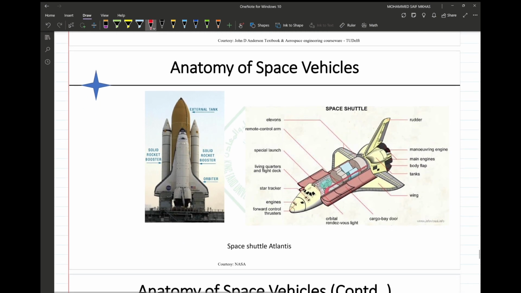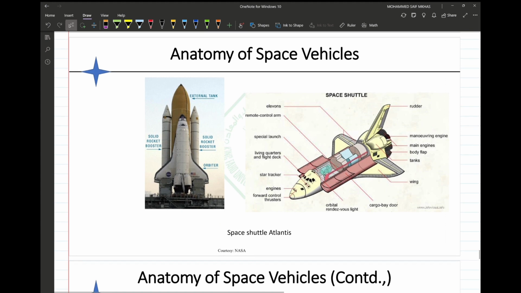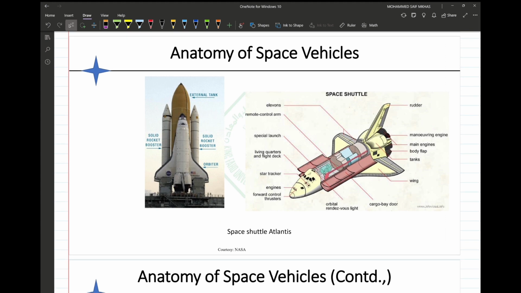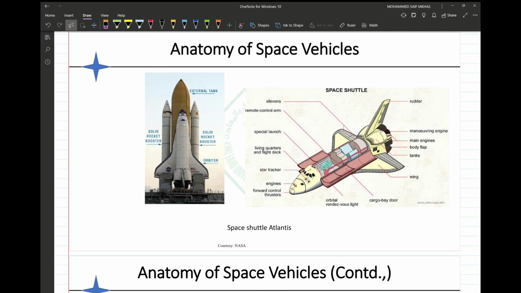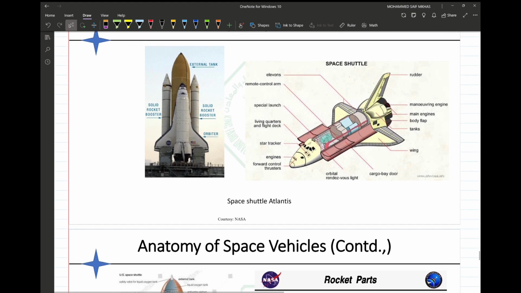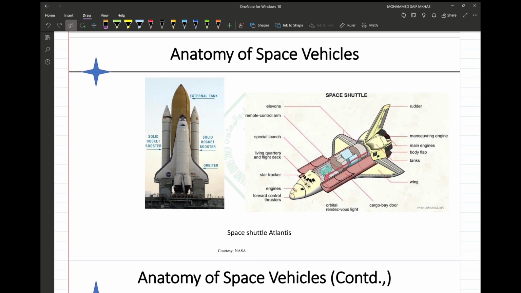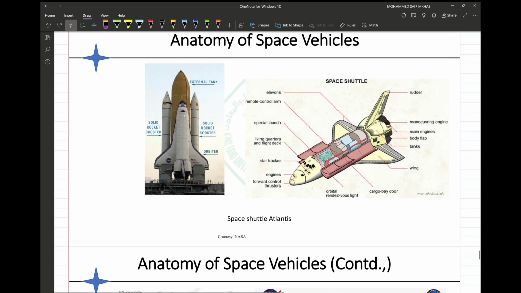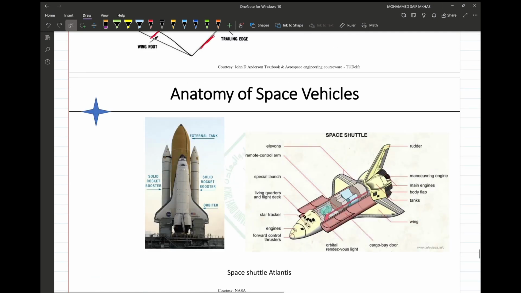Now let's start with the anatomy of space vehicles. Space vehicles like the space shuttles are not used nowadays because they are expensive, inefficient, and also inconvenient. But you can see that some of the structures in the space shuttle are the same as in airplanes.